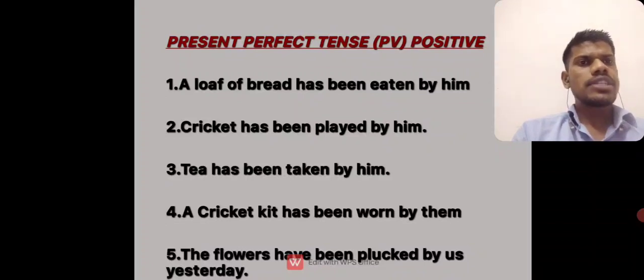Then you see, the tea has been taken by him. That means here, he has taken a tea. How do we convert here? A tea has been taken by him. And next one you see a cricket kit. That means we are talking about a single cricket kit. So we have to take have form, that is has, then followed by been, then third form, where, wore, worn, followed by the preposition by, then the subjective pronoun becomes the object, that is they becomes them in the fourth sentence.